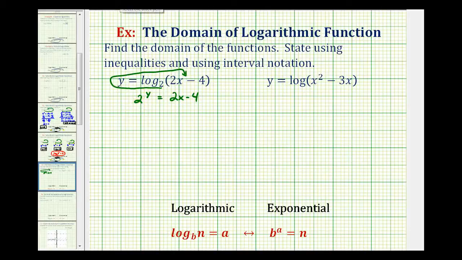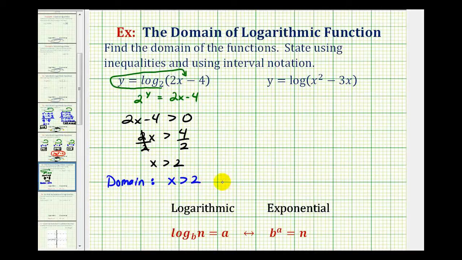And that's the reason why, to find the domain, we have to solve the inequality 2x minus 4 is greater than 0. So the number part of a logarithm is always going to be greater than 0. So now we'll add 4 to both sides. That would give us 2x is greater than 4. Divide both sides by 2. So we have x is greater than 2. So our domain would be x greater than 2 using inequalities.